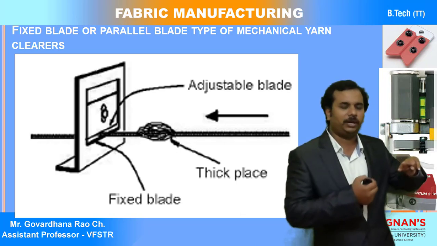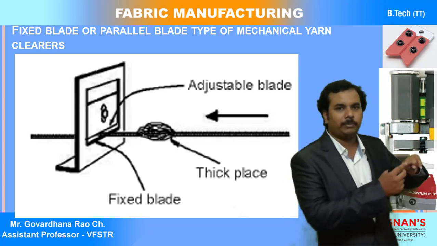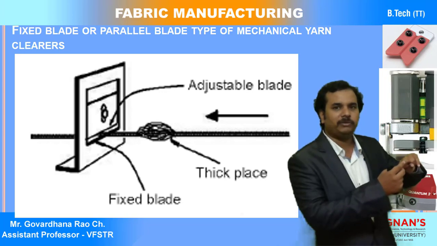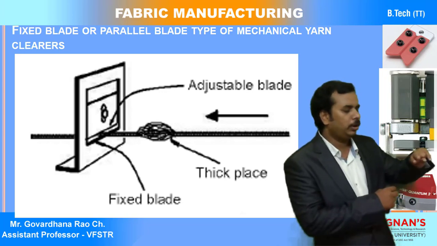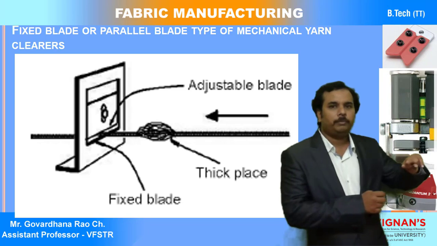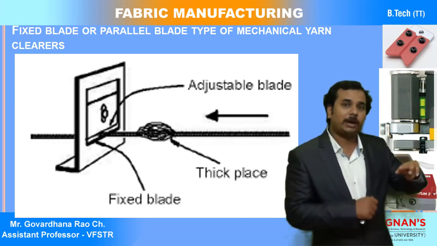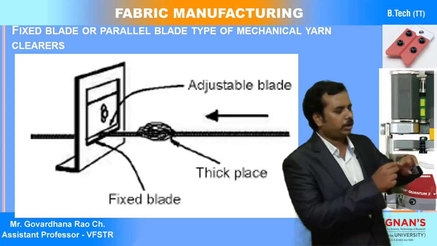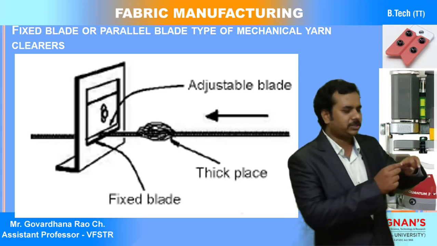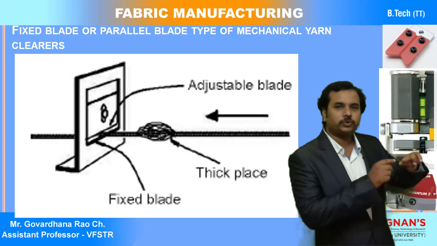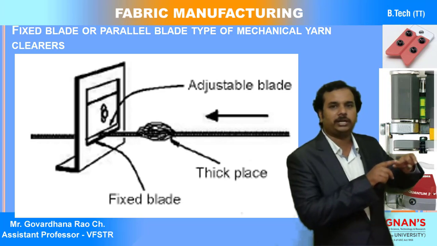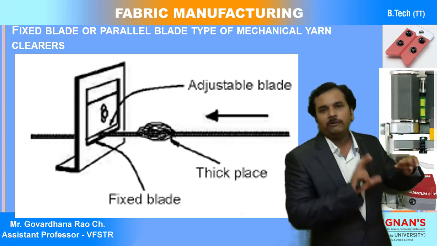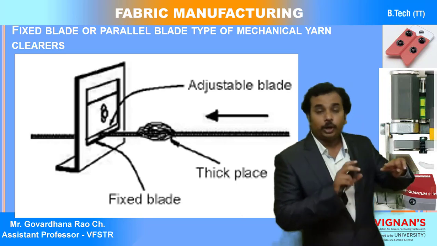So now, because of the yarn diameter, for example, as per the yarn count you have fixed the blade setting. So between the fixed blade and the adjustable blade you have fixed the setting.